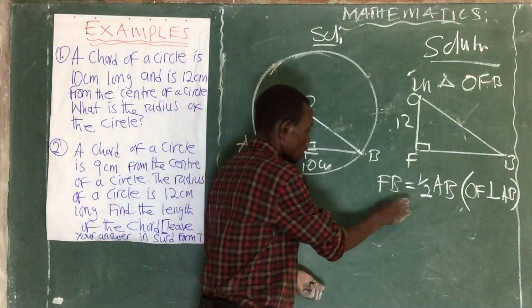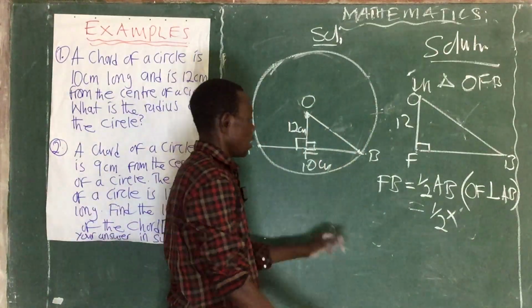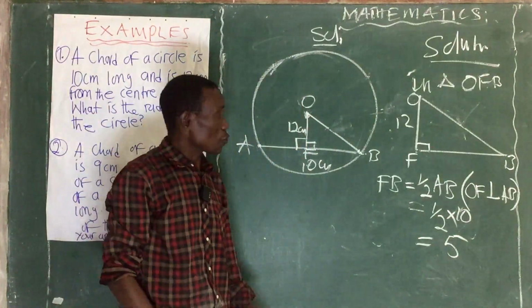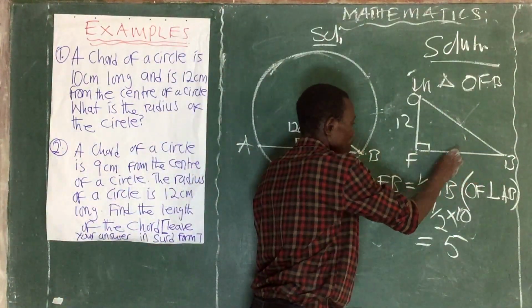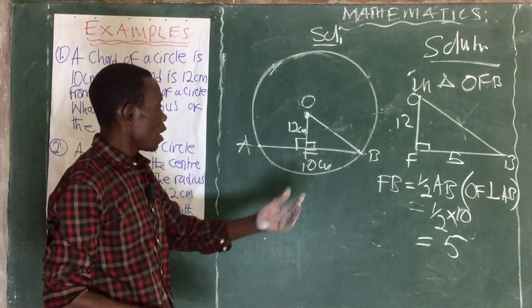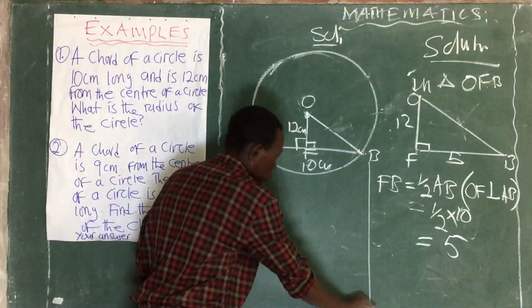So if that is the case, then substitute where I've got AB, the value of AB, which is 10. You multiply by 10, and what you get there is 5. So it means the distance from F to B is 5. That's the way we do. So you apply the concept, it goes like that. Right. Now, having done that, what else?